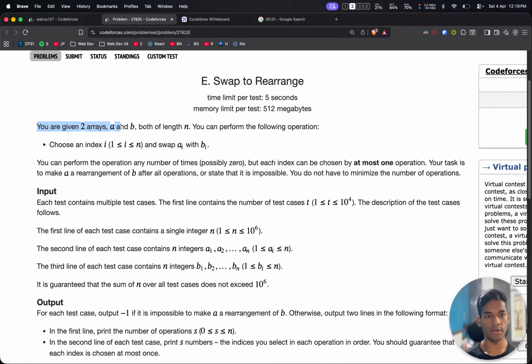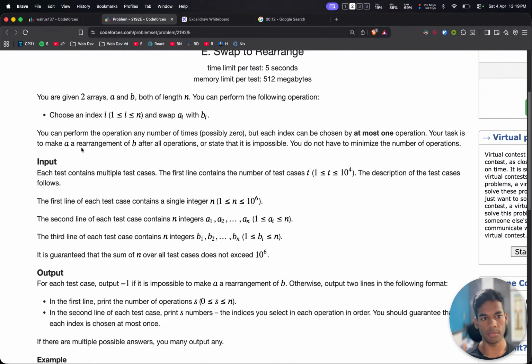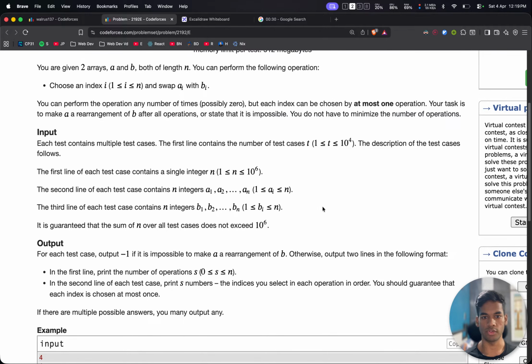Okay, you are given two arrays A and B, both of length n. You can perform the following operation. Choose an index I, 1 to n. Swap AI with BI. You can perform the operation any number of times, possibly 0, but each index can be chosen at most once. Your task is to make A a rearrangement of B after all the operations, or state that it is impossible. You do not have to minimize the number of operations.